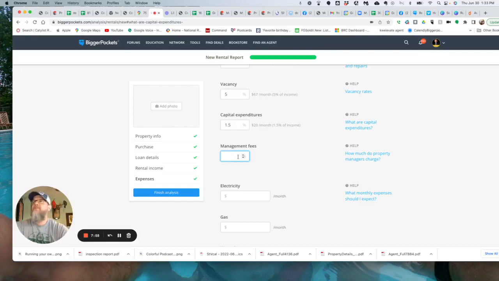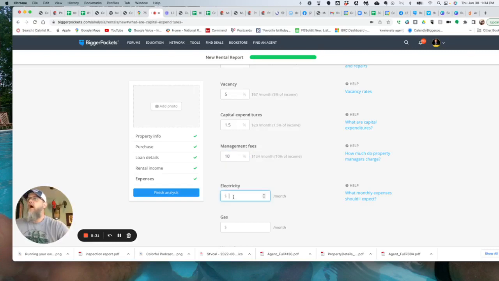Now, management fees is always going to be 10%. We had $1,345. If you take that and multiply it times 12, that gives us an annual income of $16,140. So our management fee on this is going to be $161.40. Let's see here. It wants to do management fees in a different way. Let's just put in 10%. That might be an easier way of doing it.